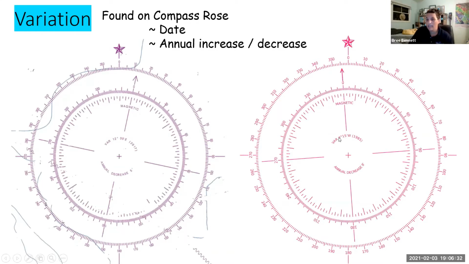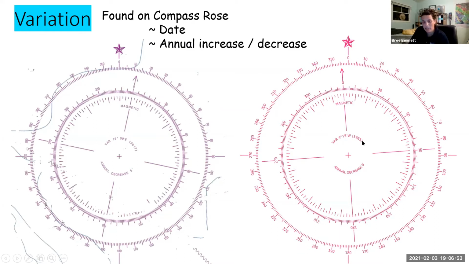This value is 4 degrees, 15 minutes west. So we have an annual decrease of 8. That was in 1985. I'm not going to do the math on that, but you can basically see how you're going to calculate your variation.